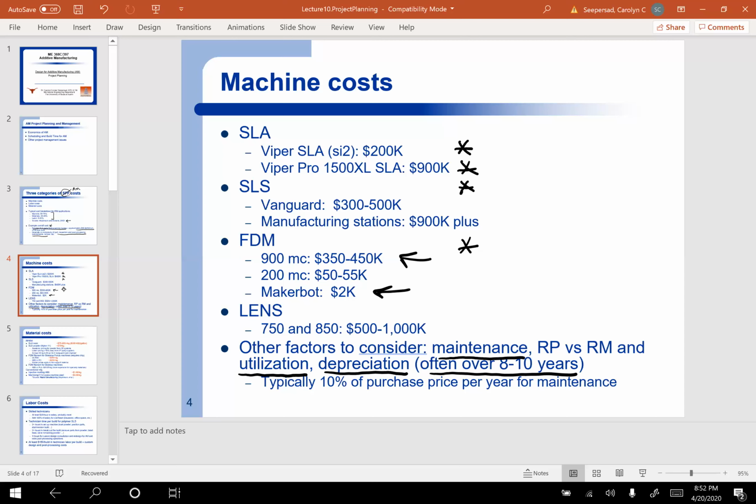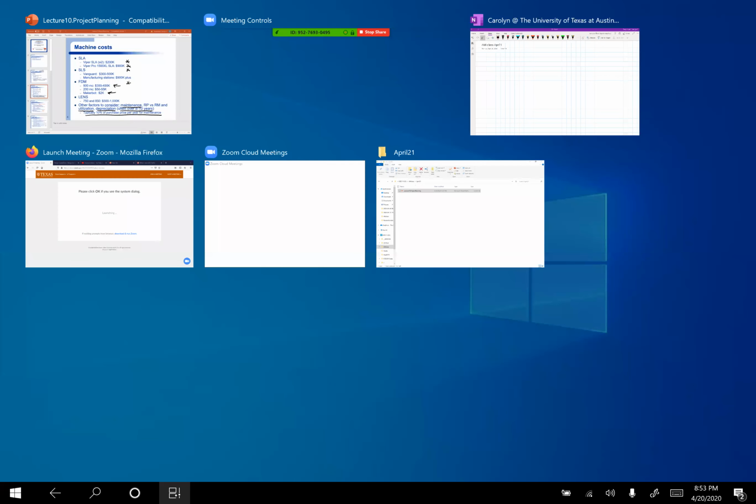And then typically we've got about 10% of the purchase price per year for maintenance. So if you have a $300,000 machine, you might expect to pay $30,000 a year in maintenance costs just to keep it up and running really well. All right, so let's then think about what would be the machine costs associated with an SLS machine.